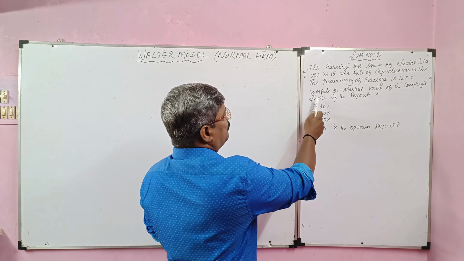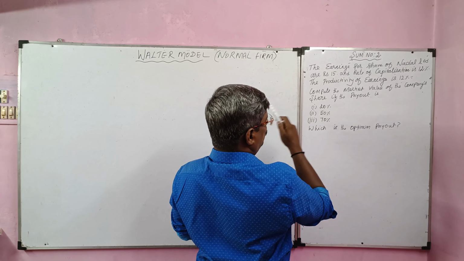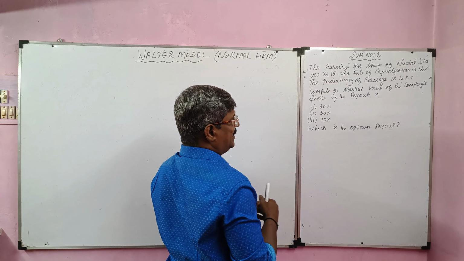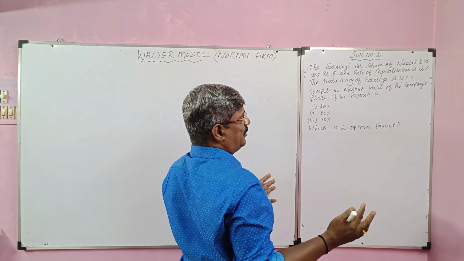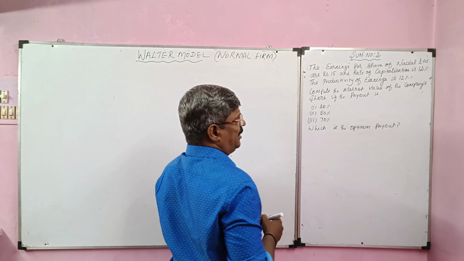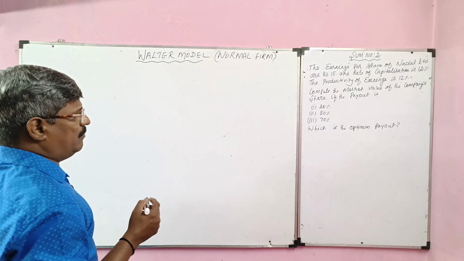Compute the market value of the company share if payout ratio is, in situation 1, 20%, in situation 2, 50%, in the third situation, 70%. Which is the optimum payout ratio? Now we are going to solve the problem.